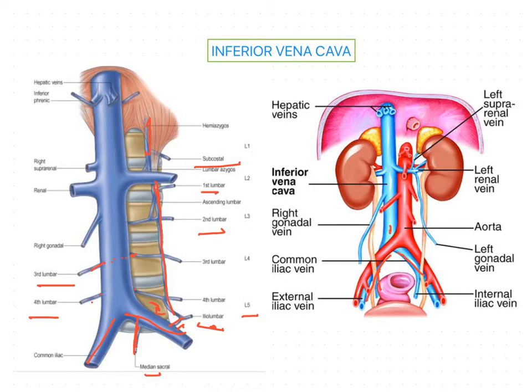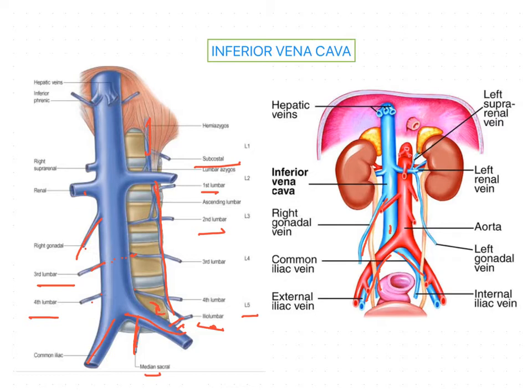Next tributary is the right side gonadal, or testicular or ovarian, vein opens. So this is the right side gonadal vein. Here you can see very clearly this right side gonadal vein opens into the inferior vena cava just below the entrance of the renal veins.